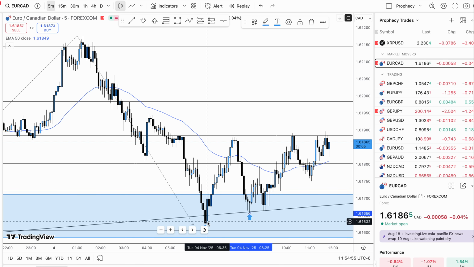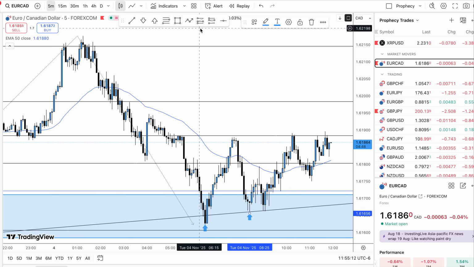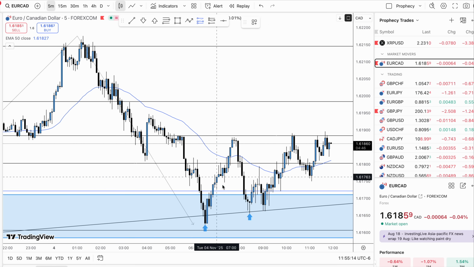So all this opportunity was from 6:30 a.m. all the way till 8:30, till potentially 9 a.m. So you have over 2.5 hours of potentially getting in this trade. So for this example, I'm going to show you somewhere along this candle here. I believe it was between like 7 and 8 a.m.